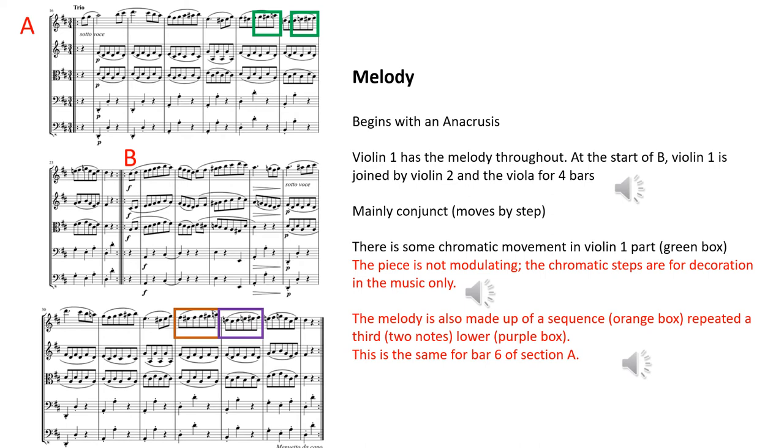Okay, so there are some chromatic movement parts in the violin 1 part. This is different than how the melody was constructed in the minuet. The piece is not modulating, which means changing key. The chromatic notes are just there for decoration to the music. You can see examples of these have been highlighted in the green boxes in section A. Let's just have a listen together to the little chromatic parts.